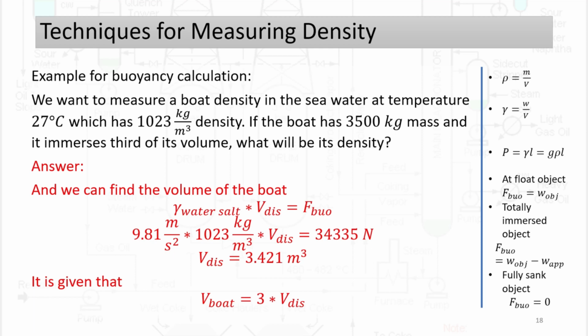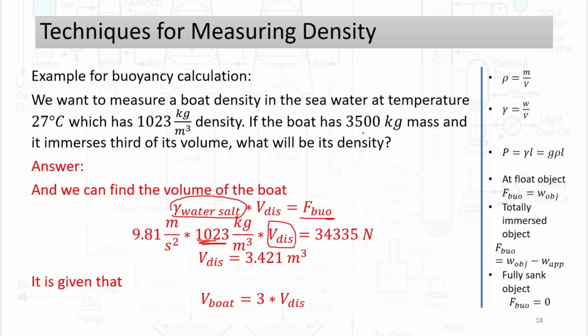Now I can find the volume of the displaced water. I know the specific weight of the water: just multiply the density, which you already know, by the acceleration of gravity, and we will find the displaced volume. And we already know the buoyancy force. So the displaced volume, after calculations, gives me 3.421 meter cube.